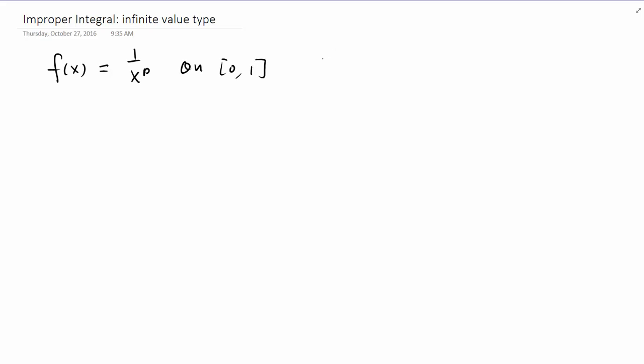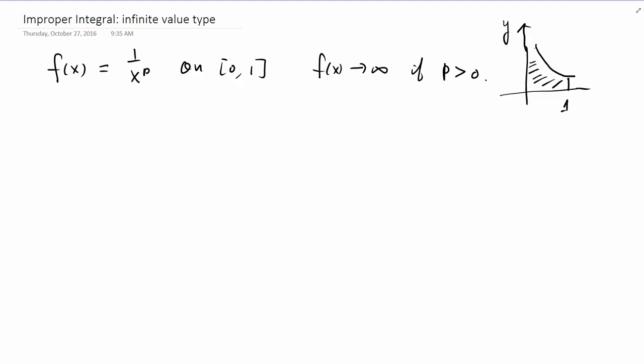Okay, and we know that f of x goes to infinity if p is greater than 0, right? That's what we have. So the function looks like this. If you look at the graph, it looks like this on this side, and this is 1. So we are trying to ask what the area under this curve is, and that's the situation we have.